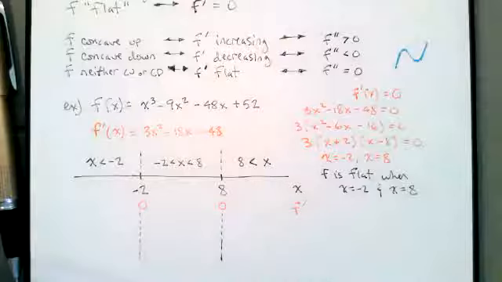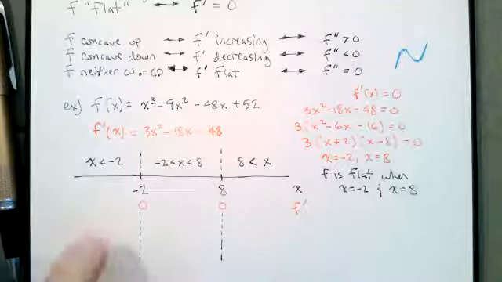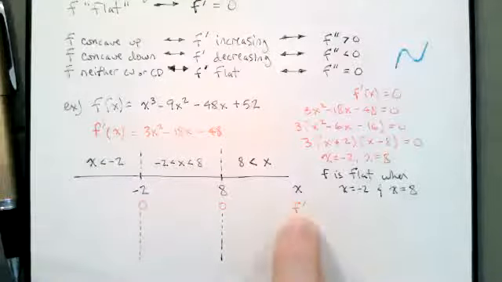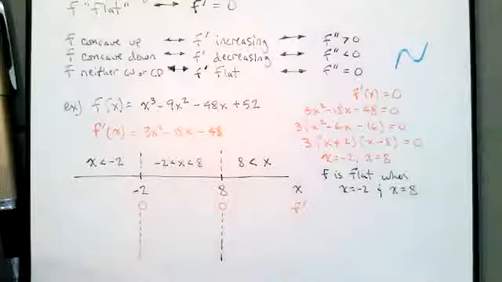Let's verify that by choosing some values from these ranges and plugging them into the first derivative to find out if they're positive or negative. Since f is flat when x is equal to -2 and x is equal to 8, the first derivative will be positive or negative when x is not those values, so f will be increasing or decreasing. I'm going to pick a value less than -2 and look at the value of the first derivative at a point there.